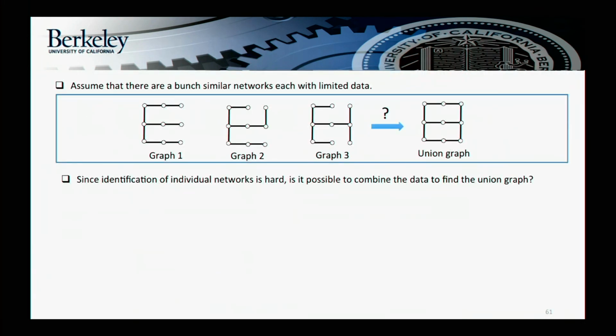There is another idea which was mostly inspired by fMRI data or the brain. The problem is that we assume that we have a bunch of similar networks, but each network comes with very limited data. For example, in the context of functional MRI, we might not be able to collect a lot of data for each individual. We want to see if we combine these networks, or the data from each individual network, whether we are able to find a union graph for the network.